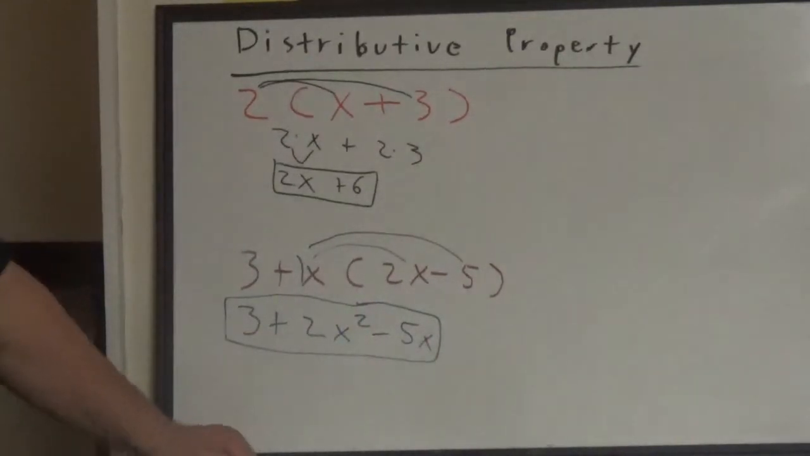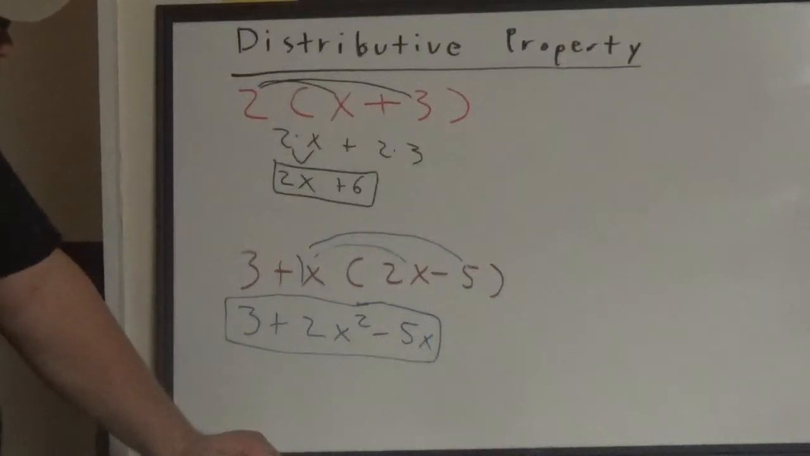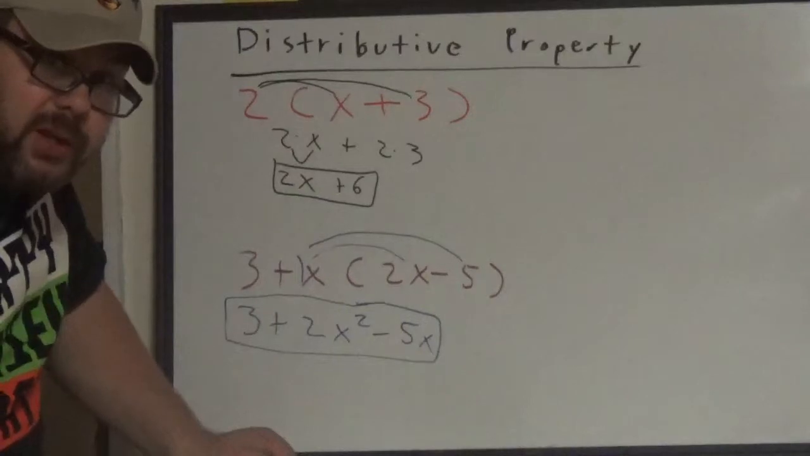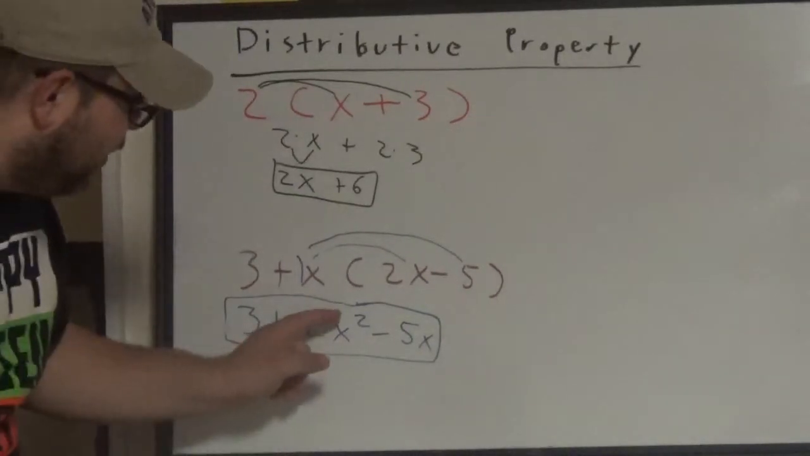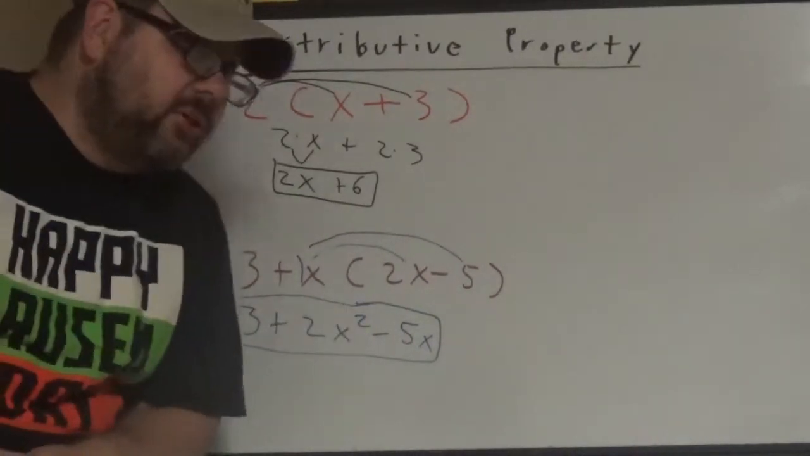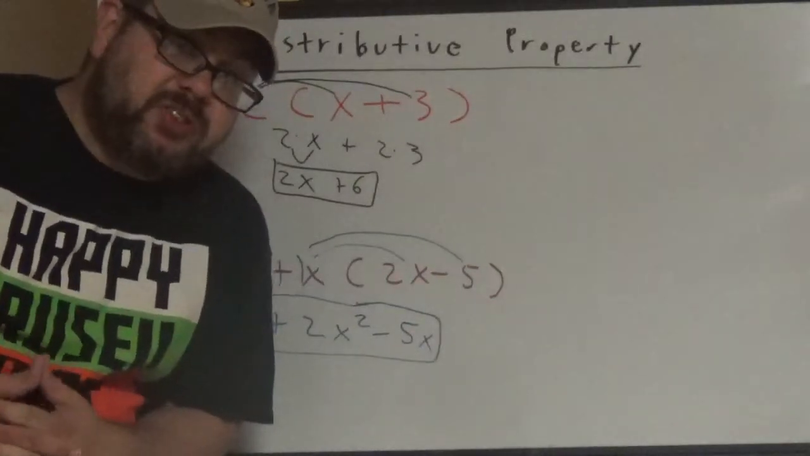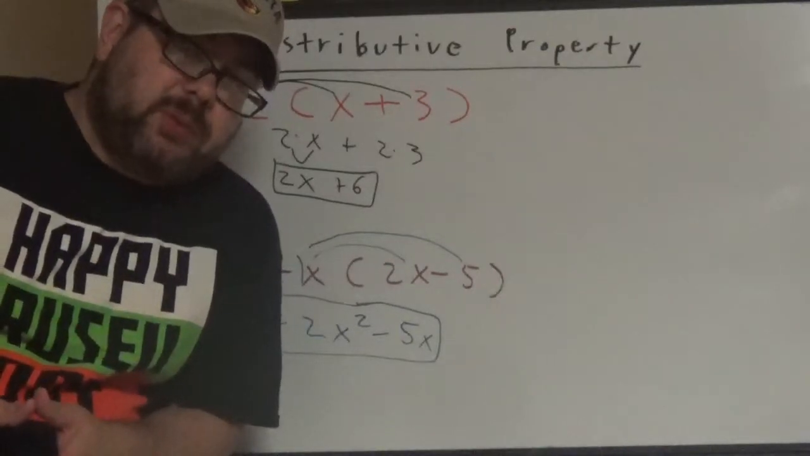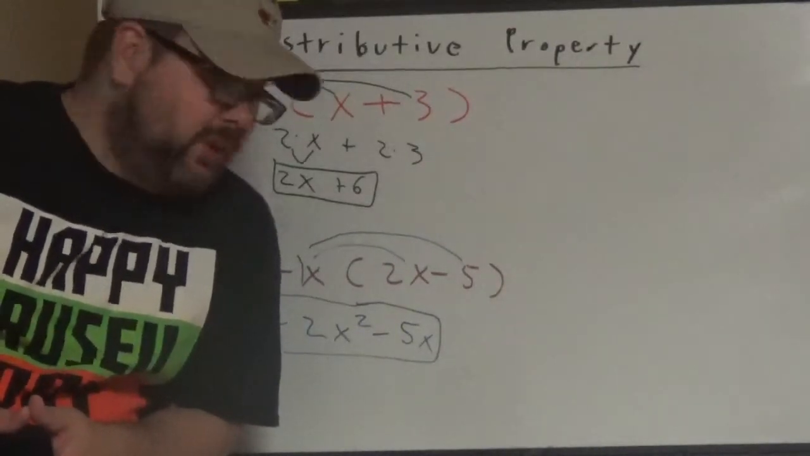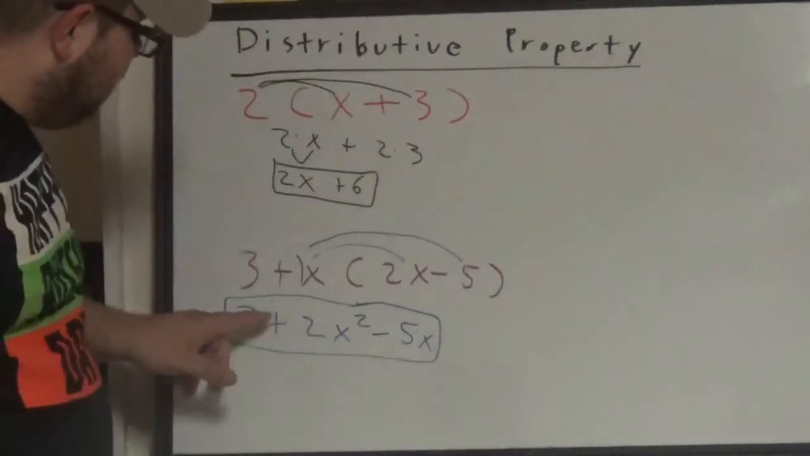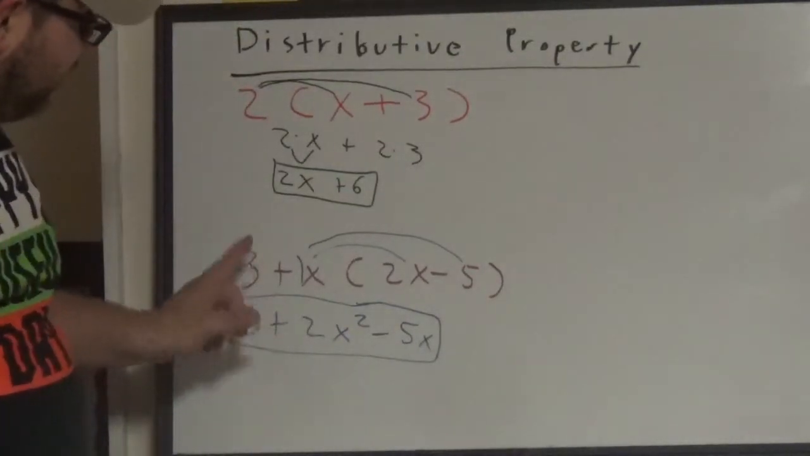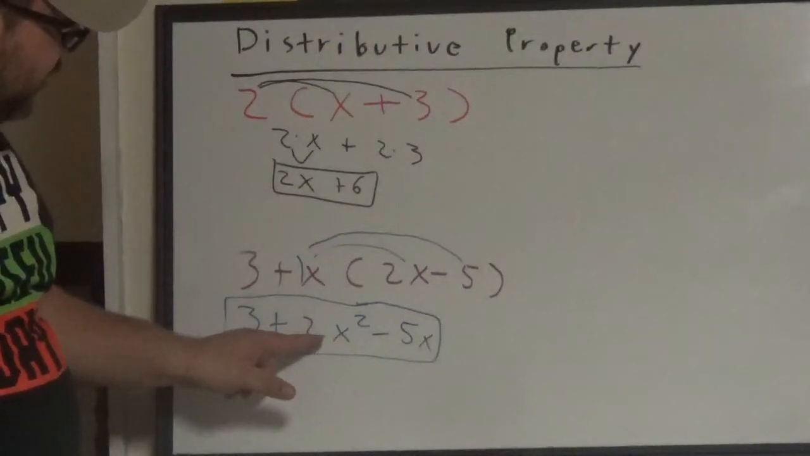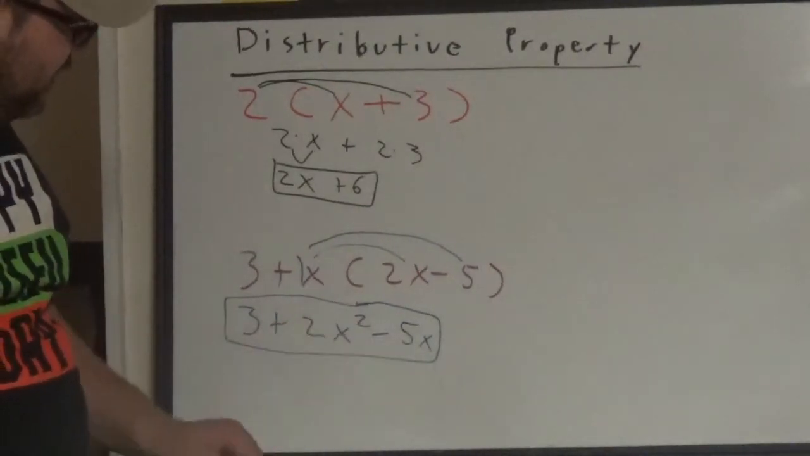And now we're done. Now later on, this is actually a quadratic expression. Later on we will want to put that in the proper order, where we put the variable with the largest exponent first. For this lesson, I just want to make sure that you understand how to distribute. So 3 comes down, and then our distributive property in action, 2x squared minus 5x.